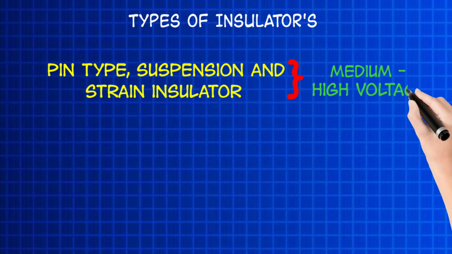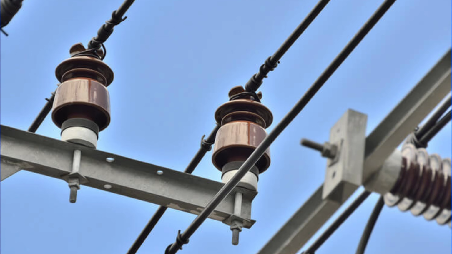In this case, we can use multiple parts of the pin insulators, where properly designed porcelain cells are fixed together by using cement to form one complete insulator unit. Generally, 2 parts pin insulator are used for 33 kV and 3-part pin insulator are used for 66 kV systems.